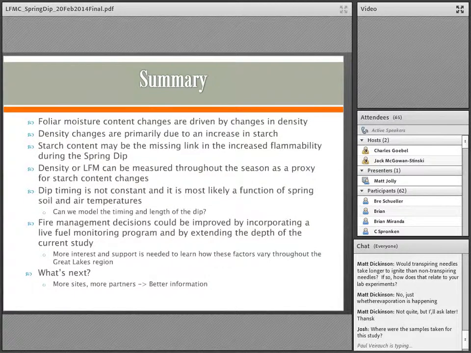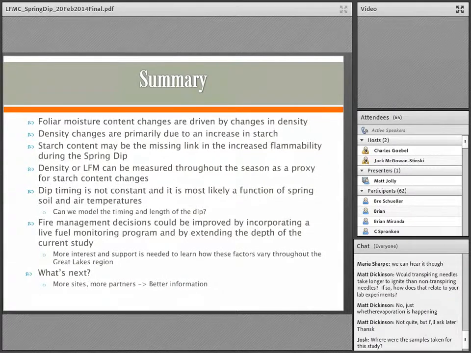Josh, the samples were taken from Wisconsin Rapids, right adjacent to the Rome RMRS station.